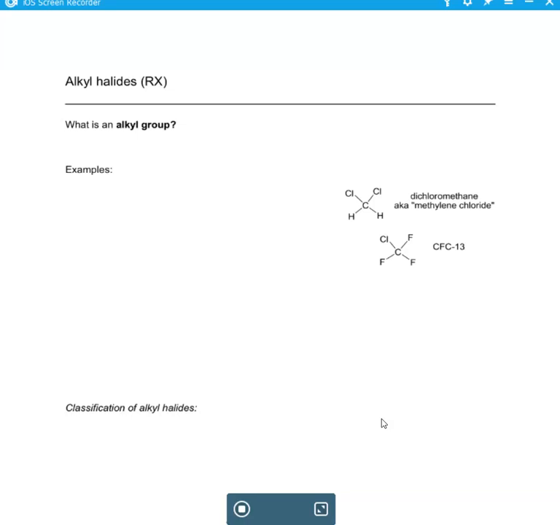Now, for a lot of these classes of compounds, we have abbreviations so that we don't have to write out, for example, things like alkyl halide every time. So alkyl halides, that class of compounds, is abbreviated as RX. Okay, now what do those things mean? R refers to an alkyl group. An alkyl group is a hydrocarbon fragment. So it's a piece of a hydrocarbon.